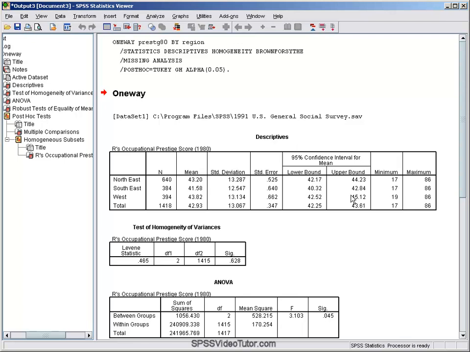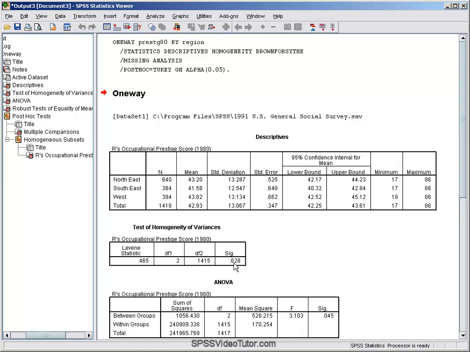The second table that we see is labeled the test of homogeneity of variance, and this displays Levene's test for homogeneity of variance. This tests whether the variances in scores is the same for each of the three regional groups. All this means is that the absolute difference between the mean and raw scores of each group need to be generally the same across all groups.